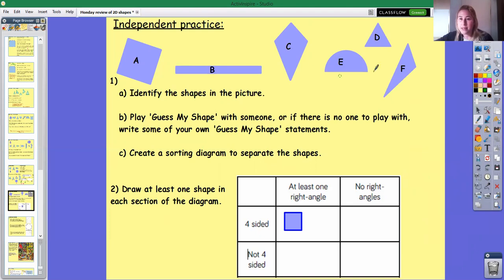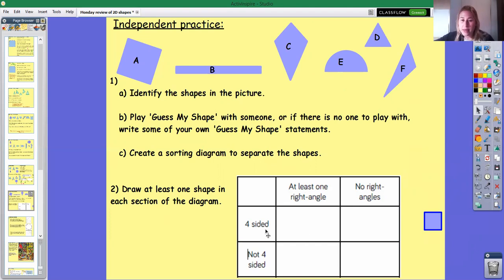So have a look, first of all, at what would help you put those shapes into 2 equal groups. Okay, question 2 is another way of sorting shapes. So you might use a diagram like this, a table. So you're good at using tables. We did tables earlier this term, didn't we? So it says draw at least one shape in each section of the diagram.